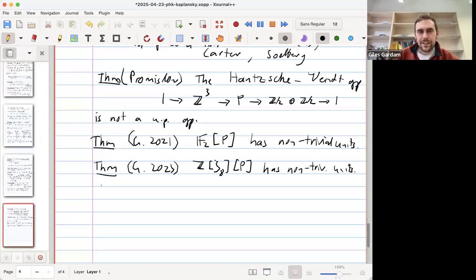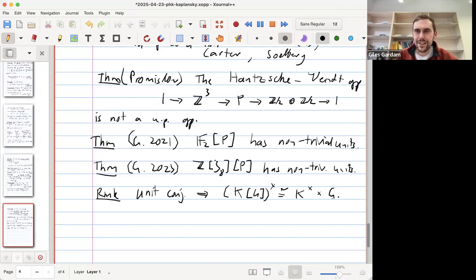Now something slightly better than just having non-trivial units is true, which is that we have lots of units. So maybe I'll preface this corollary with a remark that if the unit conjecture is true, then we know exactly what the group of units is. I mean, we know all of the units and they form a group, and that group is then just the direct product of the units of the field and the group itself. It's pretty clear. There's an isomorphism here.